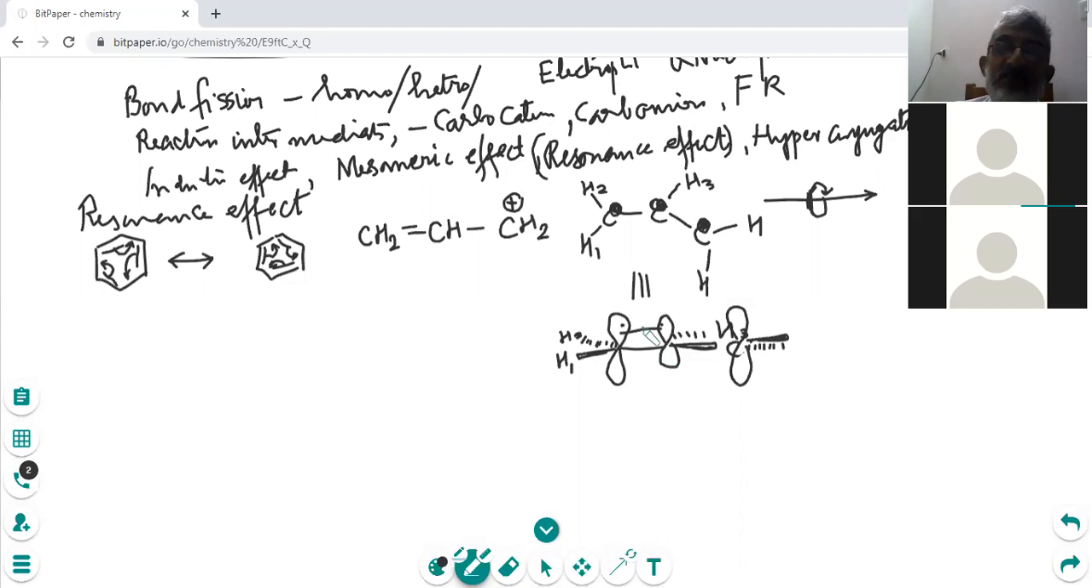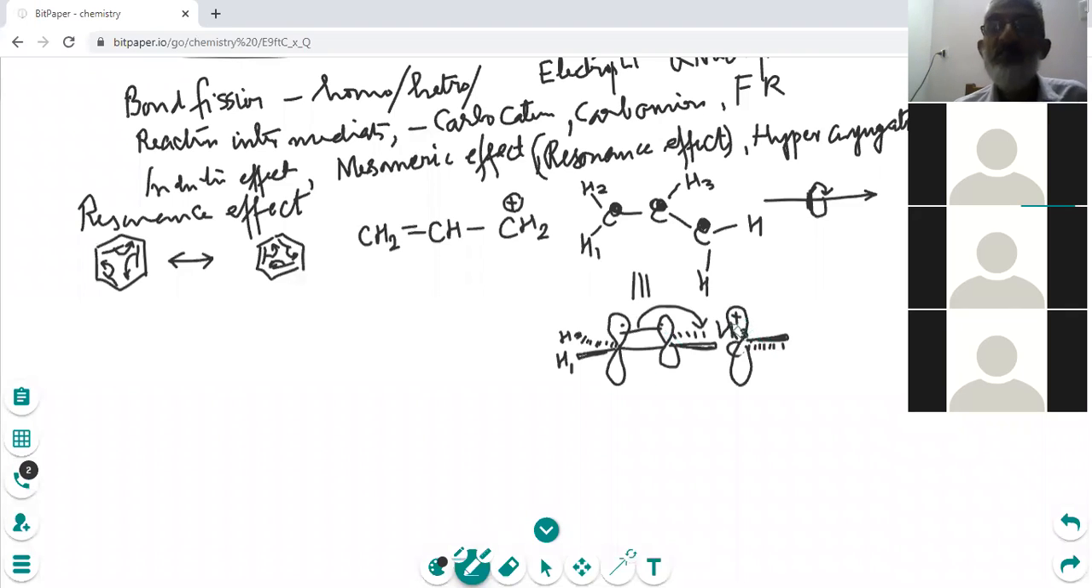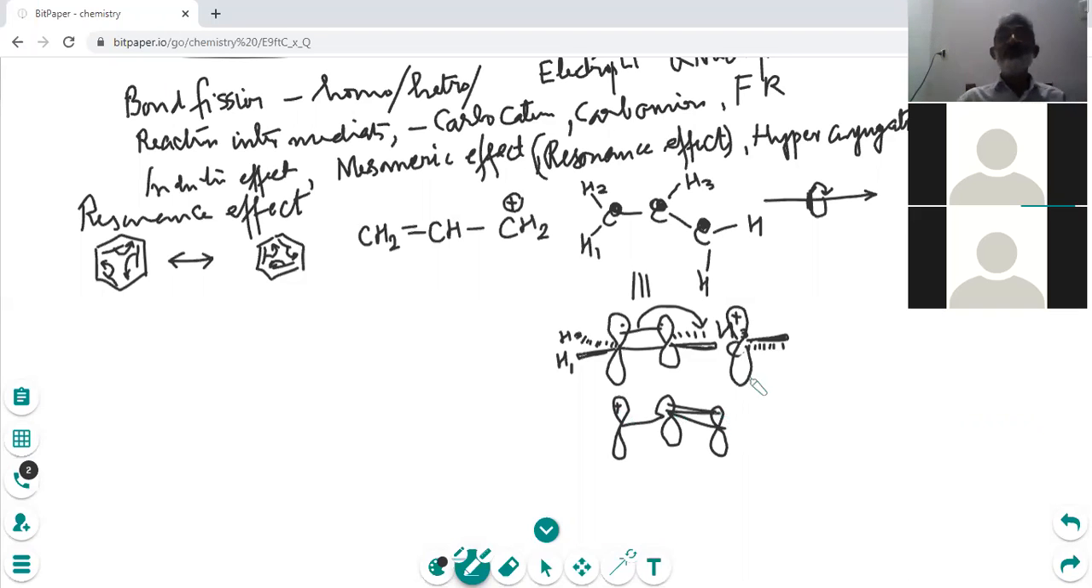Now what can happen is, see here, these orbitals are parallel to each other. And so what we can do is shift this bond here. And what is the result? The positive charge here will be shifted to this. So you get the same result. This positive charge is shifted here, and the bond is formed between these 2. Okay? So there is a delocalization of positive charge.